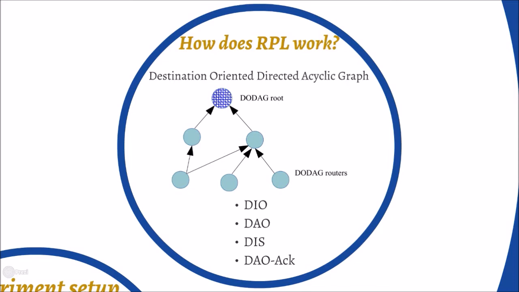And the last type of message is the DIS message, or in full, the DODAG Information Solicitation, and it's used by a node to acquire DIO messages from a reachable adjacent node. So one sends out a DIS message and gets DIO messages back, and in that way it can discover the network and know what its parents and neighbors are.